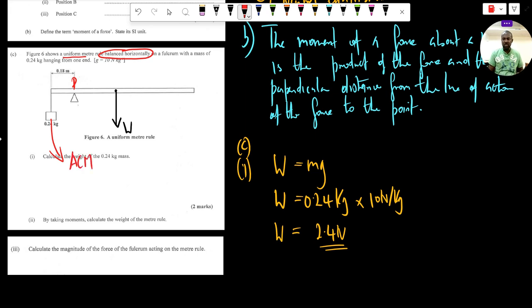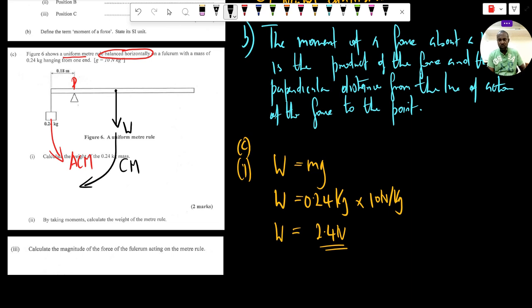So therefore the 0.24 kilogram mass, which of course has a corresponding weight of 2.4 newtons, will attempt to rotate the beam in an anti-clockwise direction and therefore produce an anti-clockwise moment about the pivot. The weight of the meter rule, on the other hand, will attempt to push it this direction and therefore produce a clockwise moment about the pivot. All right? So we've identified the moment being produced by each force, and we can now apply the principle of moments to find the weight of the meter rule.